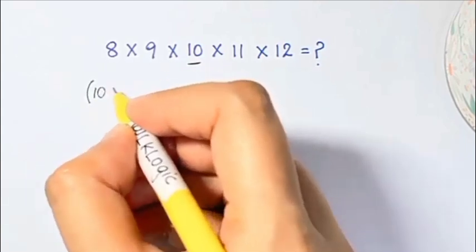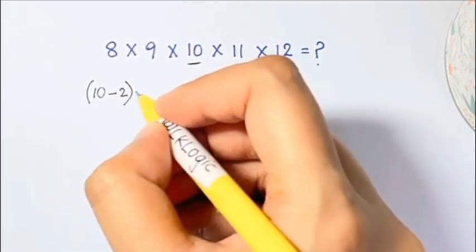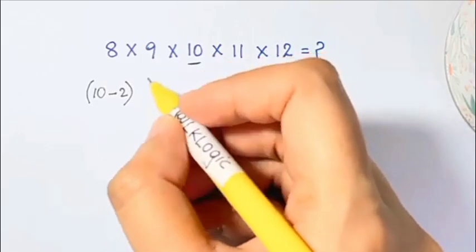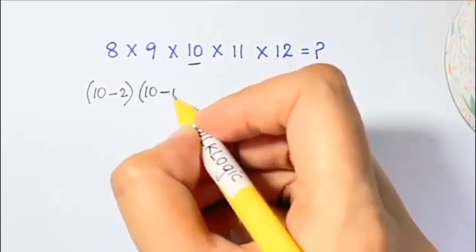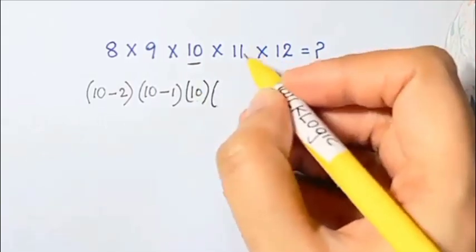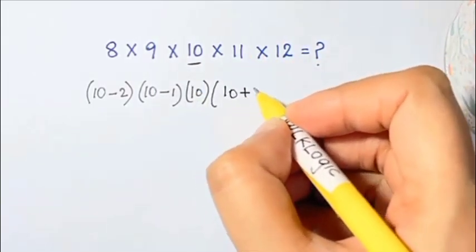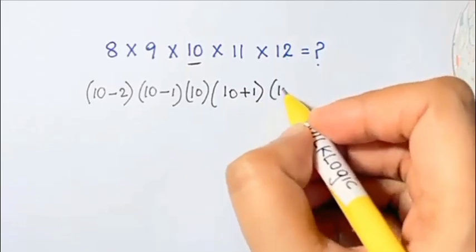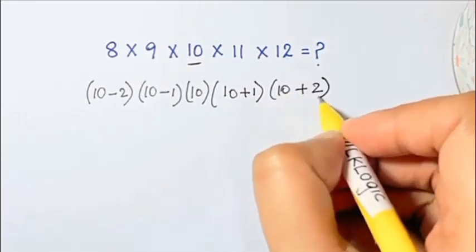That is 10 minus 2 times, you have 9 as 10 minus 1, and this is 10, so I'm going to keep it. Then 11 can be 10 plus 1, and 12 is 10 plus 2.